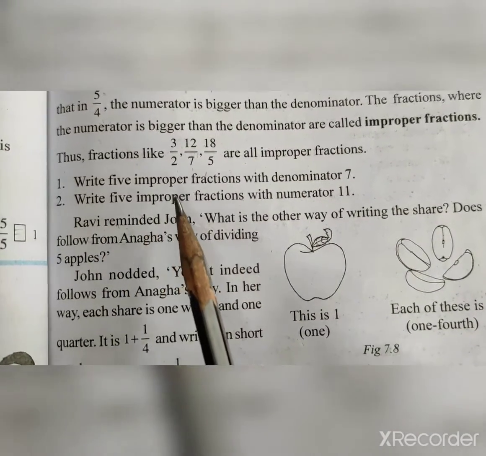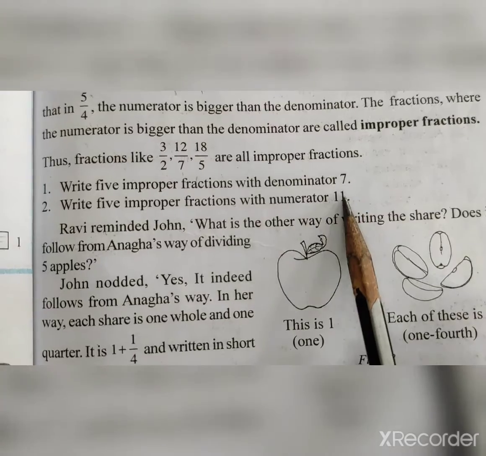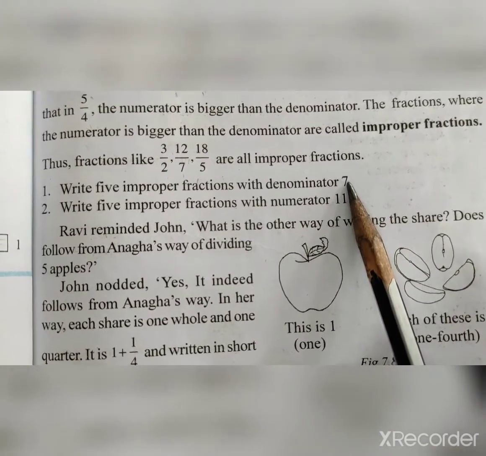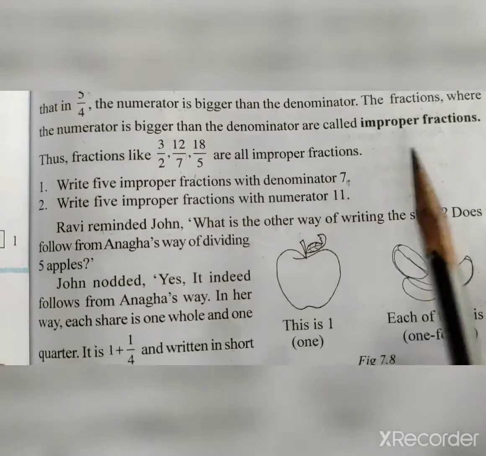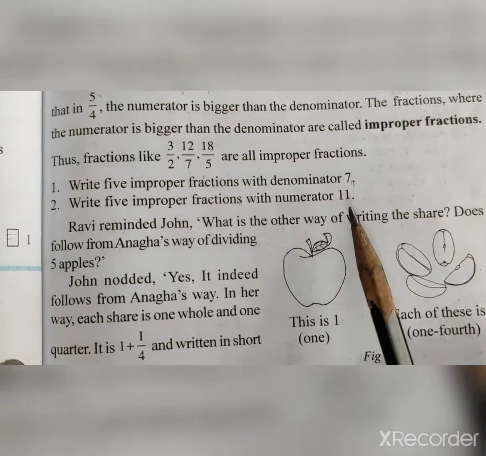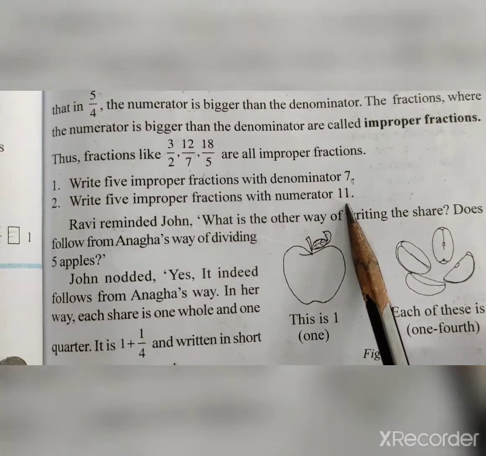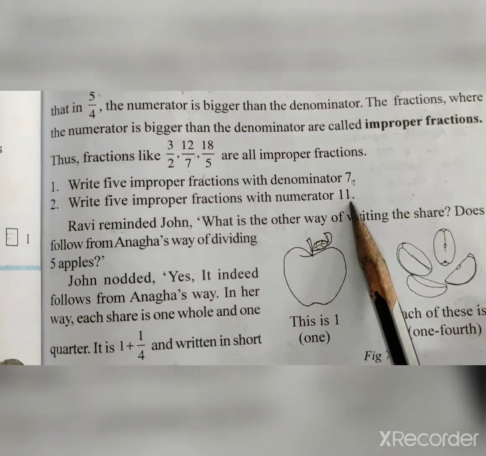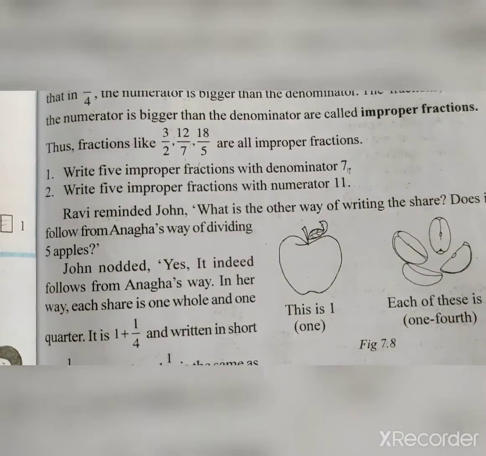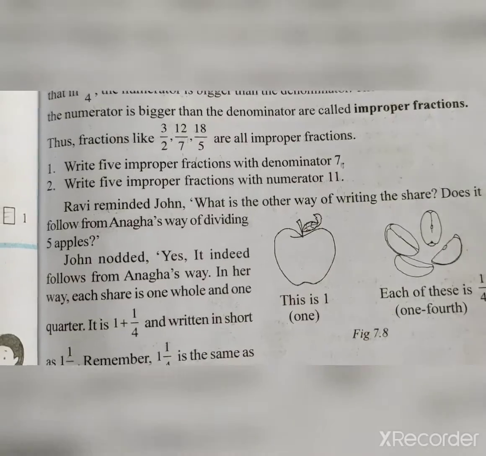Write 5 improper fractions with denominator 7. So for the numerator you will take a number greater than 7. So 8 upon 7, 9 upon 7. Write 5 improper fractions with numerator 11. So you will take a denominator less than 11. So 11 upon 9, 11 upon 8 you can.